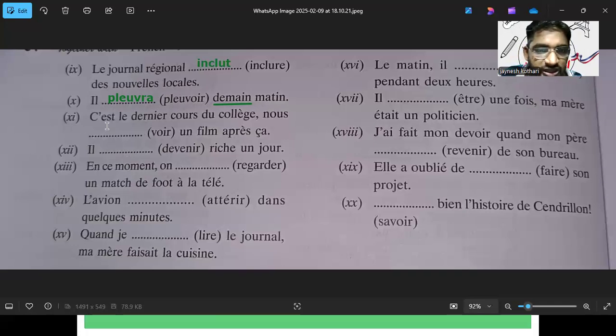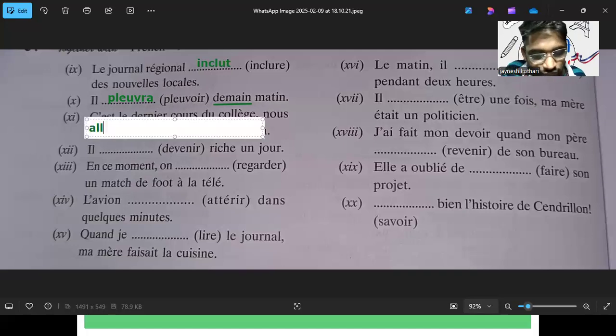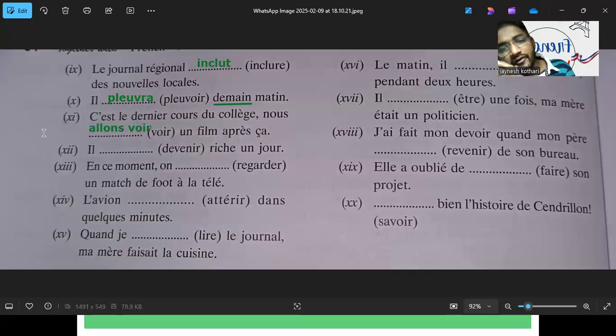Number 11. This is the last lecture of the college. We are going to see a film after this. Friends, now, present tense: this is the last lecture of college. So, nous allons voir, future simple. After this, we are going to see a film. Okay, future simple. Did you understand, Namish? Why did I use future simple over here? Because the first part was present tense.